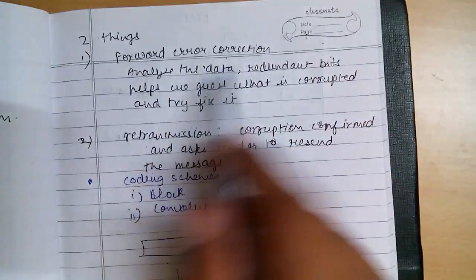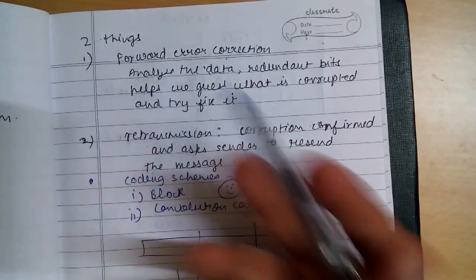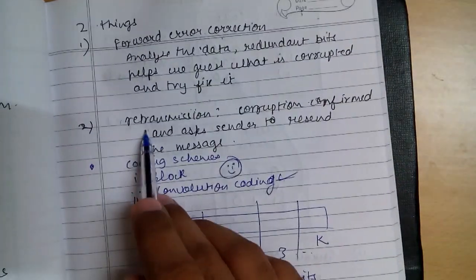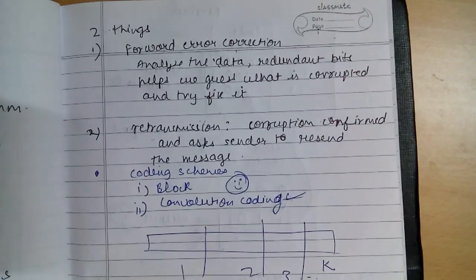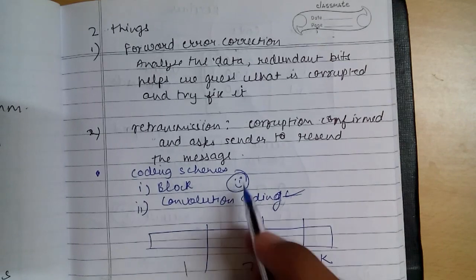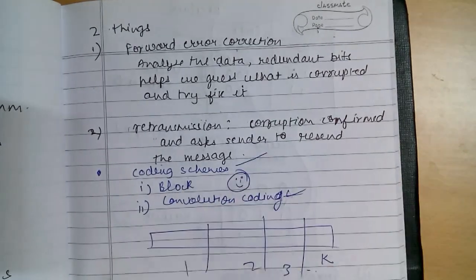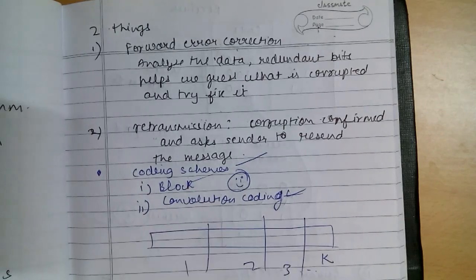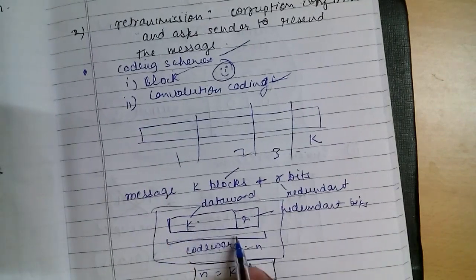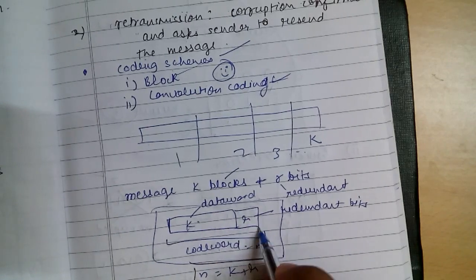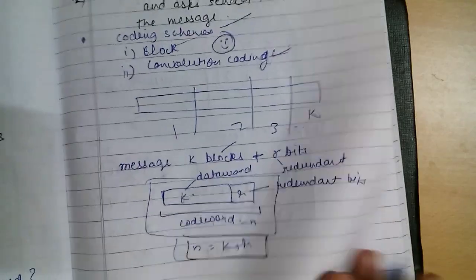We estimated the probability of a received word being one of the valid code words. For retransmission, we can request the sender to send the data again. So we started to talk about various coding techniques, that is, block coding, in which we divided the data into k data words and added r redundant bits, which became our n equal to k plus r code word.